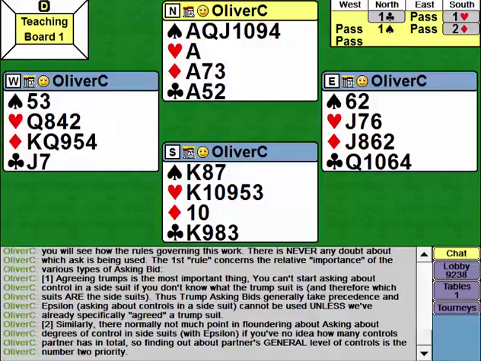But that doesn't straitjacket us. There are times when we end up asking about specific degrees of control in the side suit, and then we might even ask about general levels of controls later on, or even not at all. There is scope for that happening. But normally, the hooks in the system for the asking bid beta, which is asking about the general level of controls, are set most easily for that to be asked before we start asking about degrees of control in side suits.